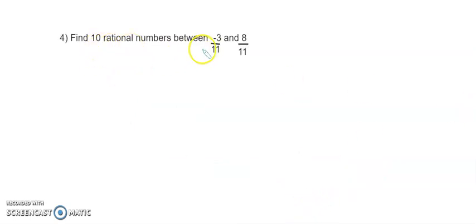Find 10 rational numbers between negative 3 by 11 and negative 8 by 11. Now, these are already smaller numbers. The denominators are same. So, what do we have to do? You have to check the numerator, negative 3 and 8. How many integers lie between negative 3 and 8? We have negative 2, negative 1, 0, 1, 2, 3, 4, 5, 6, 7, 8. 8 is not included.